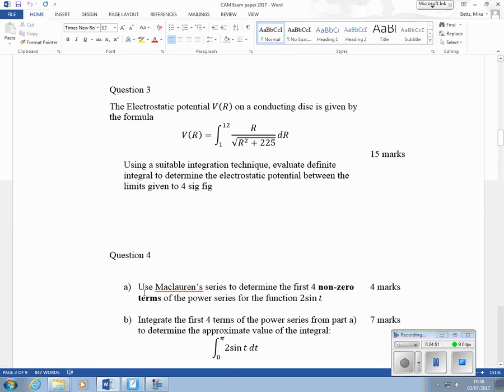Question 3. Electrostatic potential. What method? Yes, algebraic substitution. Yep.